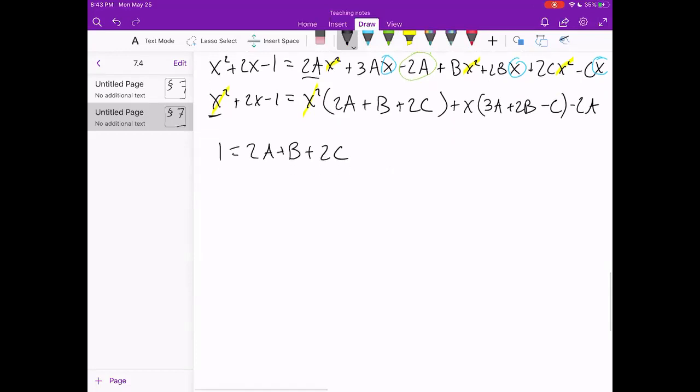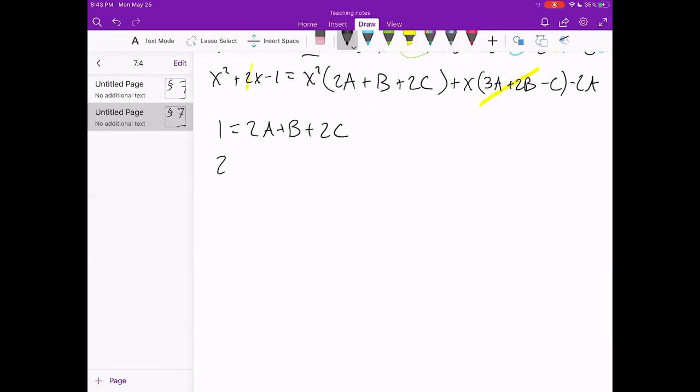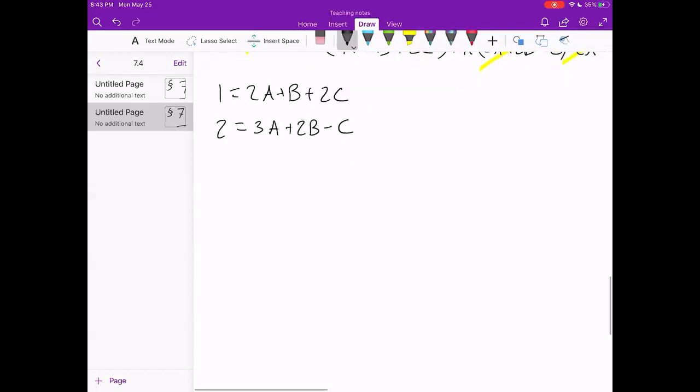I do that for x squared, and now I look at x. So let me try and get rid of the highlight so I can use it again. There we go. So now I do the same thing for x. In front of x over here, I have a 2. In front of x over here, I have all this stuff, but they have to be equal if the polynomials are equal. So now I have 2 is equal to 3a plus 2b minus c. And the same thing for my constants. My constant here, -1, has to be equal to -2a. And that makes things a little easier for me, that last equation.